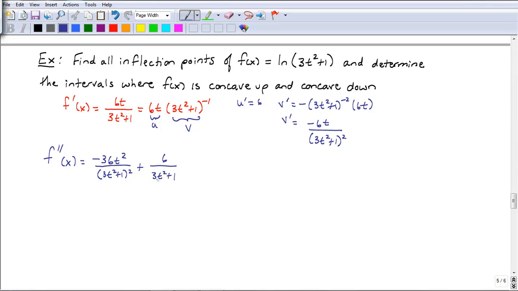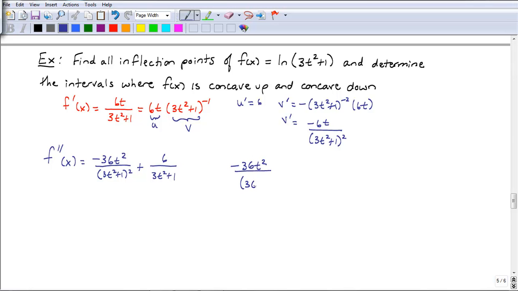Notice 3t squared is always positive, and 3t squared plus 1 is always positive, and it's never 0, because you're always adding 1 to a positive number. So this function is defined everywhere. You don't have to worry about any places where it's undefined. So to work this, you just have to set it equal to 0.